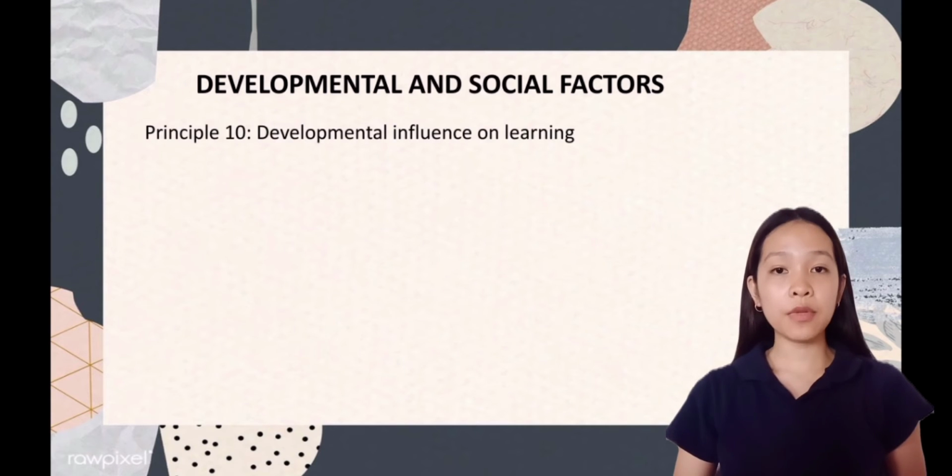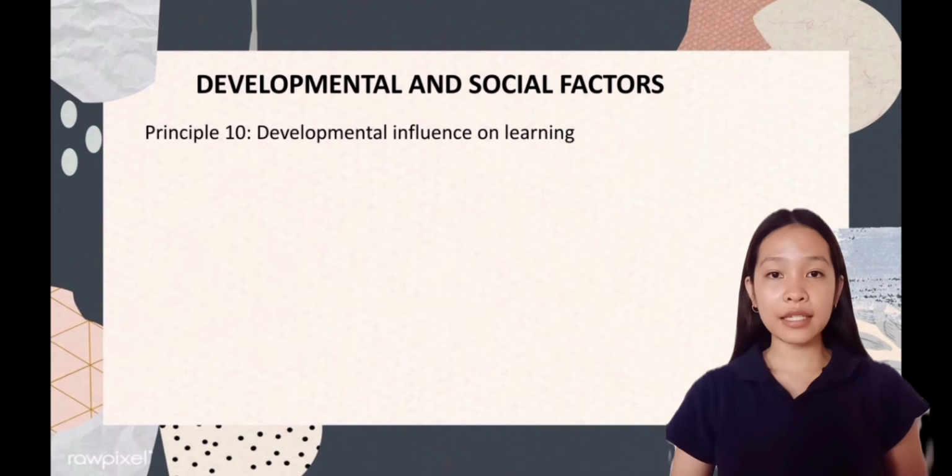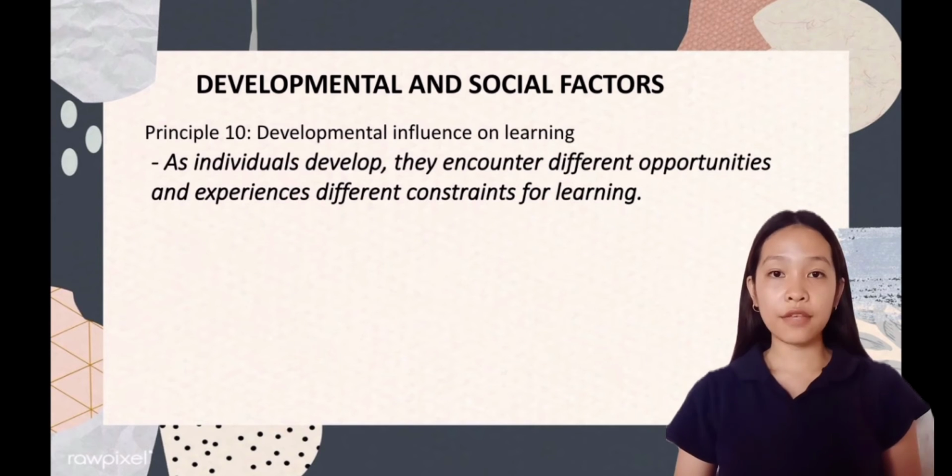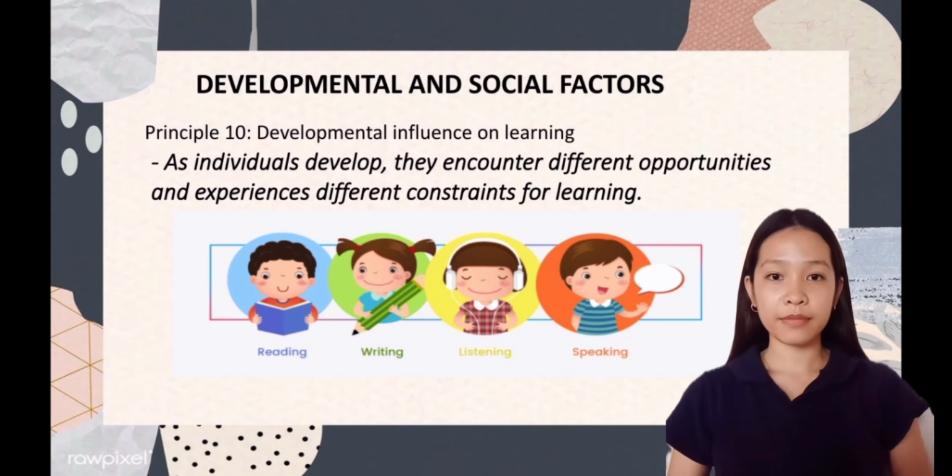Principle 10 and Principle 11 are the parts of developmental and social factors. Principle 10 states the developmental influence on learning. As individuals develop, they encounter different opportunities and experience different constraints for learning.